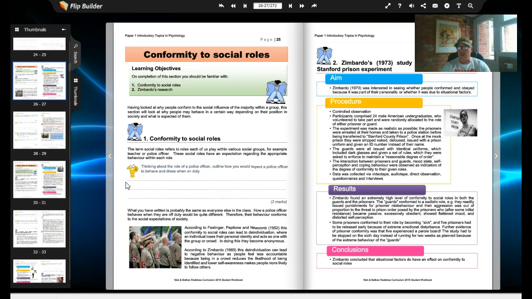The conclusion linked back to the aim. Zimbardo concluded that situational factors do have an effect on conformity to social roles. So situational factors, i.e. the prison, the actual situation, as opposed to dispositional factors, i.e. the personality. I'm going to leave it there, and I'll create a second video with the strengths and weaknesses of Zimbardo's research.